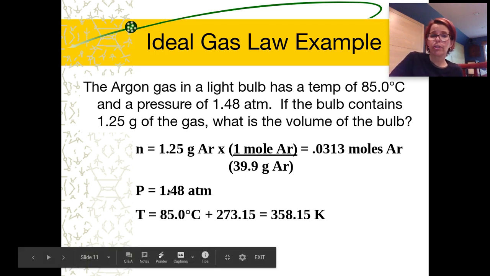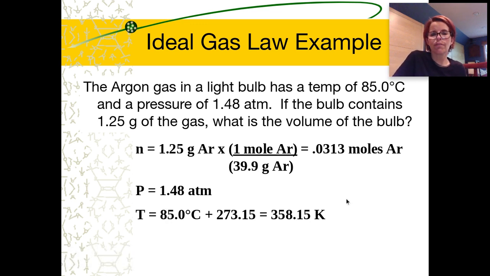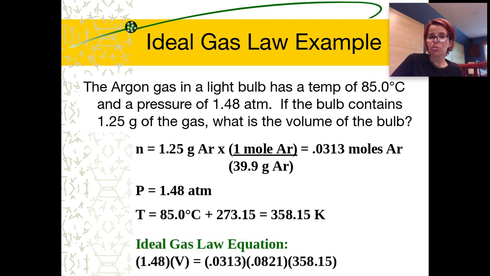For pressure, we don't have to do any converting. For Celsius, we do. We need to add that 273.15 to convert it into Kelvin. And then we plug all of that into our ideal gas law, solve for V, so isolate V, and we get that V would be 0.622 liters. And notice that it has been converted into sig figs.